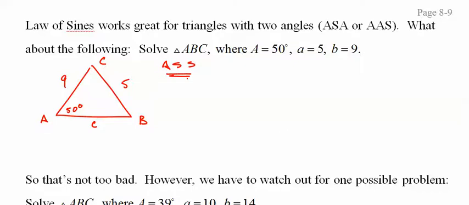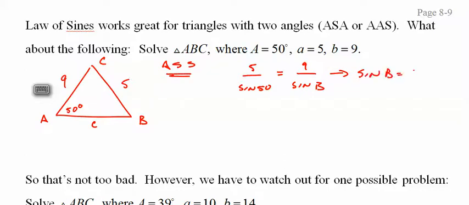It's confusing. First things first, we just ignore the ASS and figure out, hey, let's see if it works. 5 sine of 50 equals, got a 9 over there, 9 sine of B. Again, I'm not going to show you how to do this. Actually, I will. I lied. Flip that up. We get 9 sine of 50 over 5. 9 sine of 50 divided by 5. And I got an error.